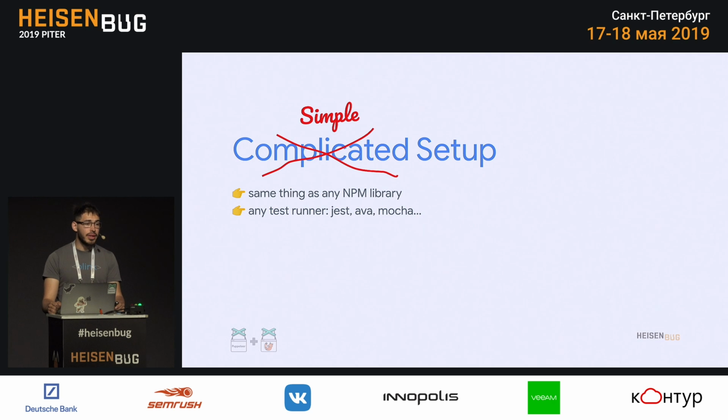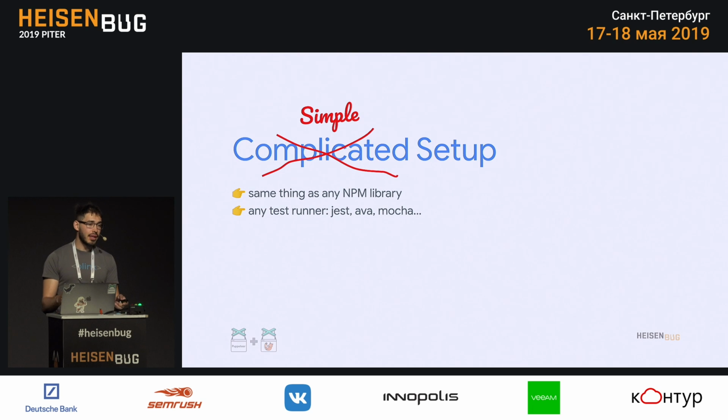So then, what test runner do we use? Well, with Puppeteer, you're free to choose your favorite one. Puppeteer supports all of them, be it Jest, Ava, Mocha, Jasmine. There are many of them around, and it works with all of those.